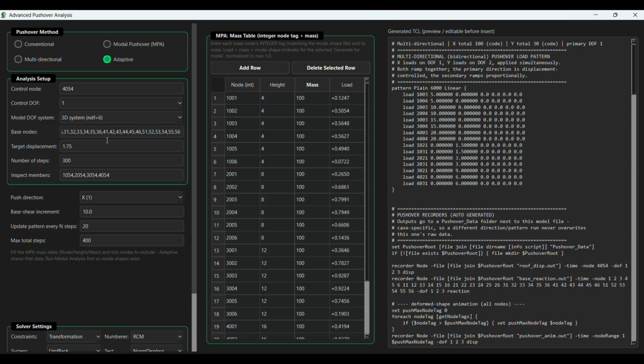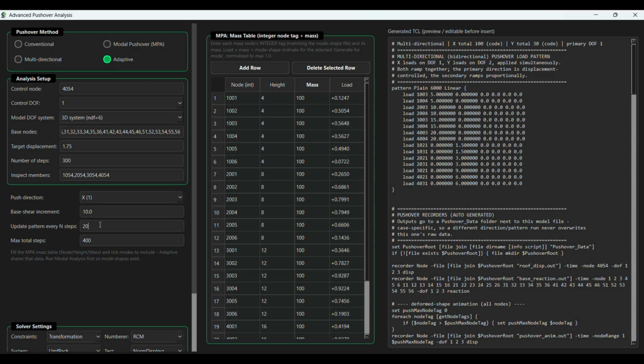Push direction sets which axis, X, Y, or Z, the adaptive pattern is built along. Base shear increment is the absolute base shear added at each pattern update. This is what actually drives the analysis forward, step by step, since the method is force-controlled.